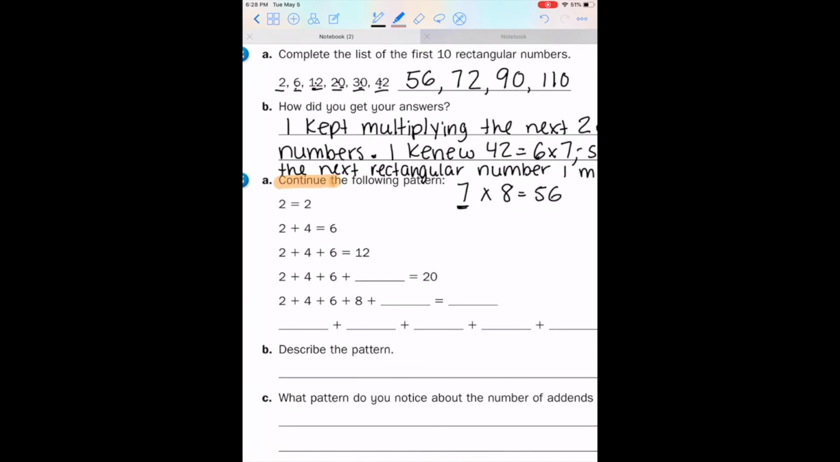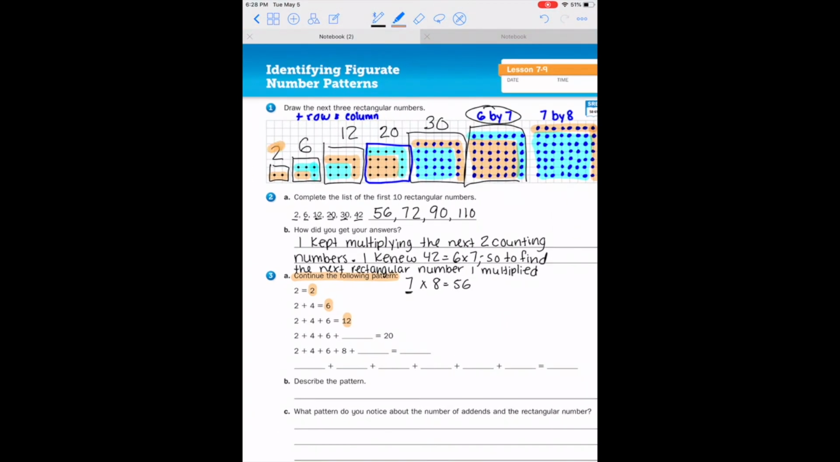And the directions say continue the following pattern. So I see 2 equals 2, 2 plus 4 equals 6, 2 plus 4 plus 6 equals 12, and I already know that these are all examples of rectangular numbers because we did the arrays up here. And I know that this is a rectangular number because it comes next in our pattern. So now we have to figure out how to fill in the missing blanks.